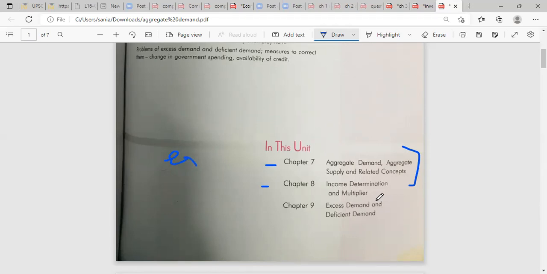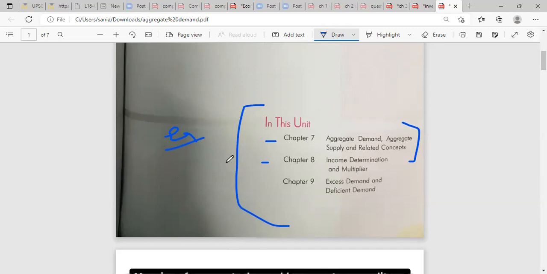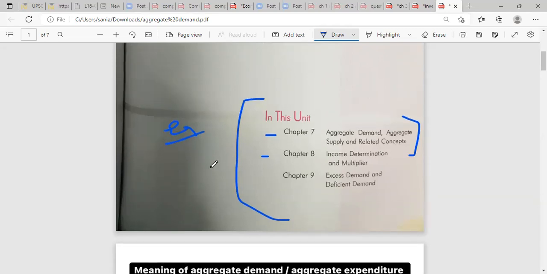Ma'am, this is from the macroeconomics book, right? Yeah, we are starting macroeconomics today. Ma'am, in my book it's written short run equilibrium output. Yeah, it's the same thing. That's why I wrote it this way, because the syllabus got updated. So write: equilibrium and income determination and multiplier. Okay, ma'am.